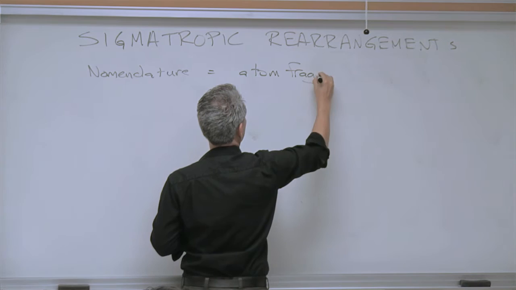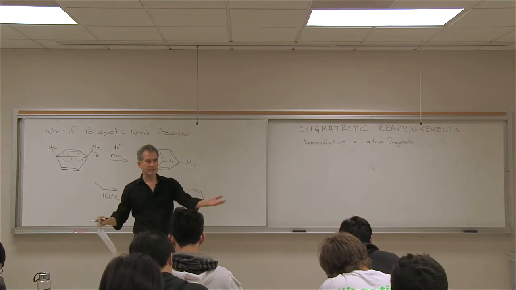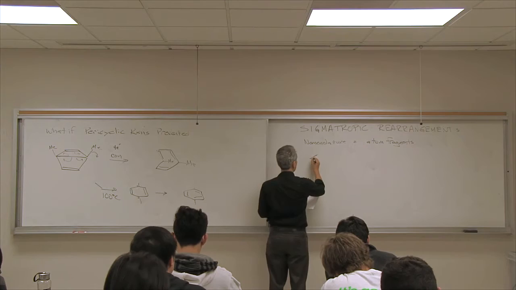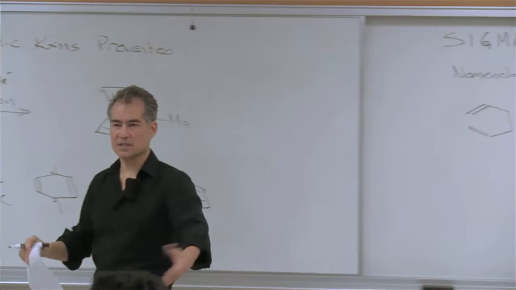Okay, the nomenclature that we're going to use, and that is commonly used for sigmatropic reactions, is based on atom fragments. So I'm going to start off with this canonical sigmatropic rearrangement that involves a six-membered ring. It's called a Cope rearrangement.